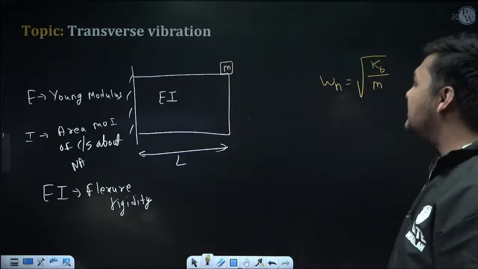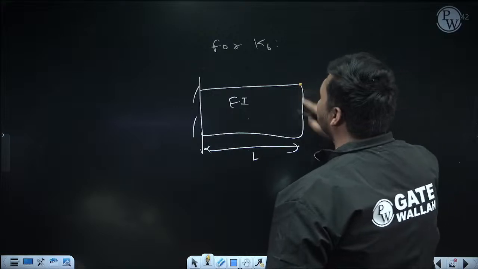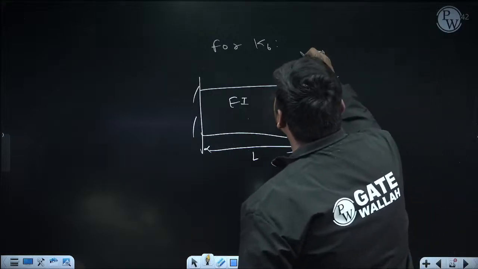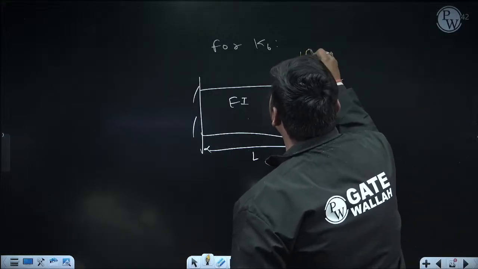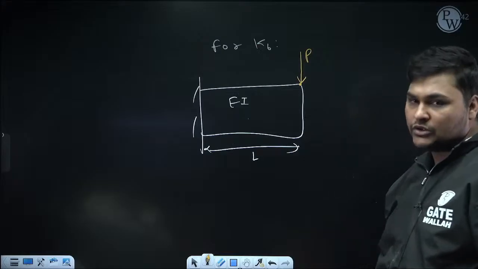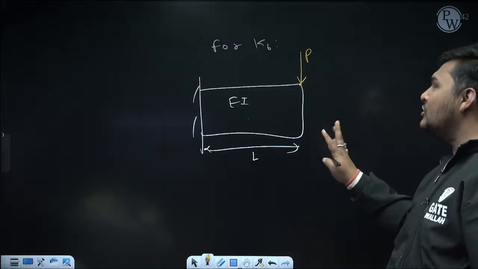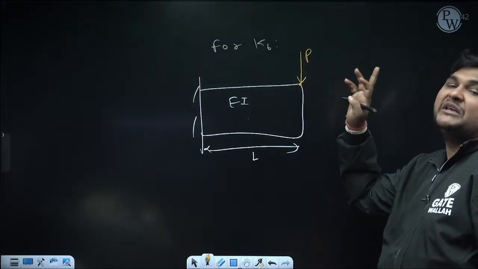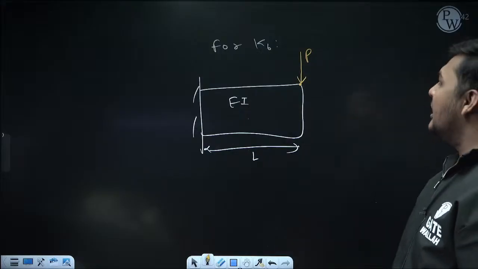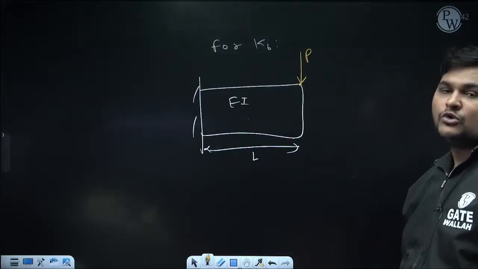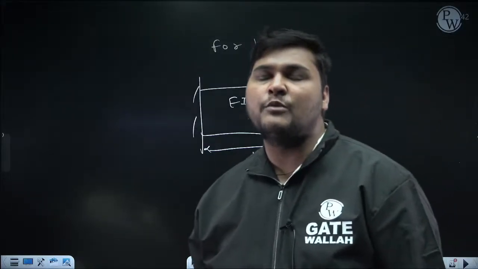And since vibration is occurring in the transverse direction, at this point where the mass is attached, we will apply a static load P. You can refer to this load as F also. But here, in strength of materials, we are generally more familiar with the P naming. That's why I am using P. So at this point we will apply transverse load P, a concentrated load P in the transverse direction.